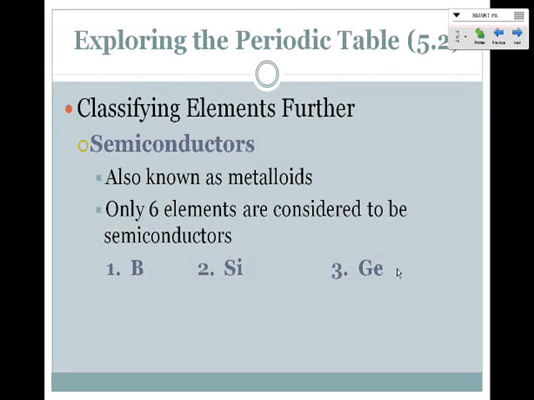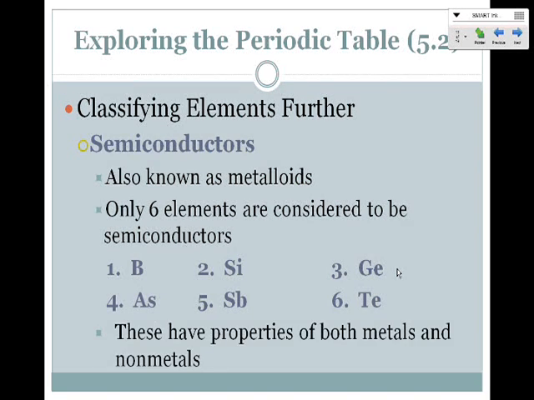And that is boron, silicon, germanium. And then we have the 4, 5, and 6 also. So go ahead and write those in. And that's arsenic, antimony, and tellurium. So get those written in your notes. These have properties of both metals and nonmetals. Okay, so that's why we call them semiconductors, because they conduct electricity and heat sometimes, and sometimes they don't.